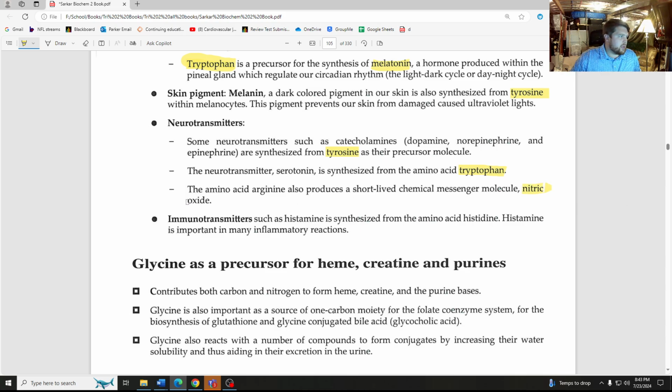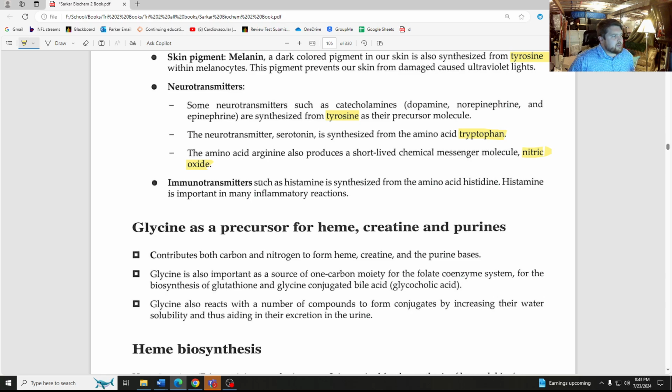Nitric oxide, if you have heard of that before, it's because that's something they will give to people who are experiencing episodes like heart attacks or episodes of severe high blood pressure. It's a vasodilator to help all the blood vessels dilate, to lower blood pressure, and to help blood flow through the vessels. Immune transmitters such as histamine are synthesized from the amino acid histidine. Histamine is important in many of the inflammatory reactions. Again, remember that histamine is a vasodilator, because when we have inflammation, it's an inflammatory response.